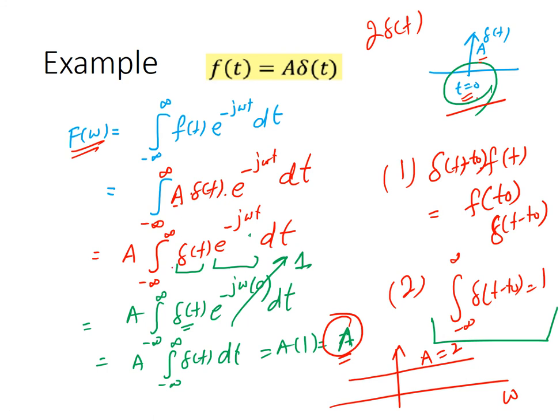If I want to write this in the form of a pair, I can write that the impulse in the time domain, if I take its Fourier transform, I will get a constant. So this is the first Fourier transform pair which we have learned.